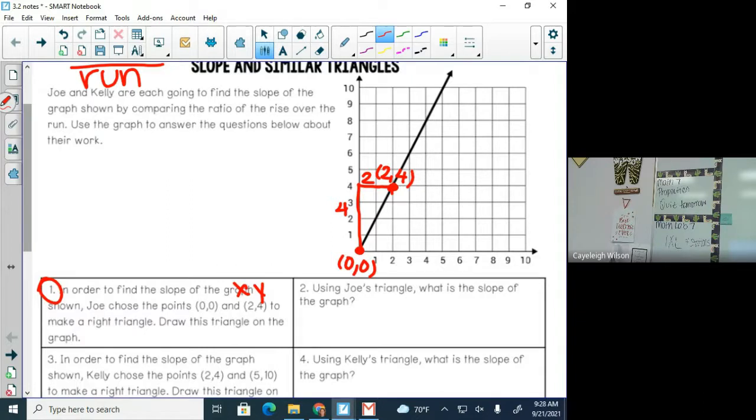So that was number 1. I drew a right triangle. What's a right triangle even mean? It's got a right angle. What is a right angle? 90 degrees. So it's that perfect square.